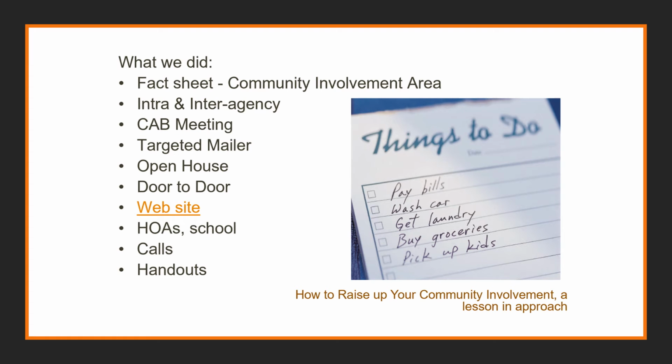We had to put together fact sheets. We had to talk to different agencies. We had to talk to the Community Action Board. We had to create mailers that had to be approved before we could send them out. We knew we were going to go door to door. We had to contact homeowners associations and schools. There was quite a bit of effort that we had to do. We had to get it approved. We had to make sure our documents were reviewed by the state attorney general in order to verify that they were in conformance with state laws.